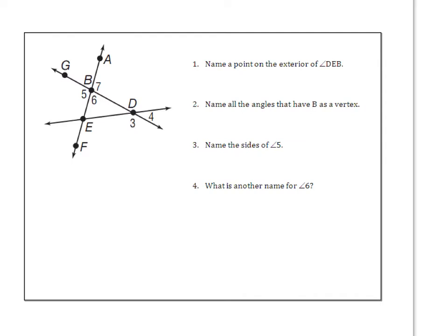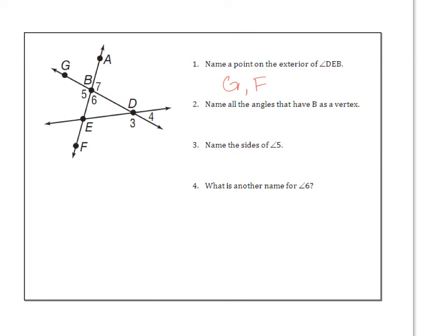Let's try a few. Number 1, name a point on the exterior of angle DEB. So I'm going to trace it. I'm going to go from D to E to B. So there's the angle we're working with. And it says name a point on the exterior of that. So imagine something outside of that angle. This is the inside. So we have to name something that's not in there, not on the inside. So G would work, F would work, and I think that's it.